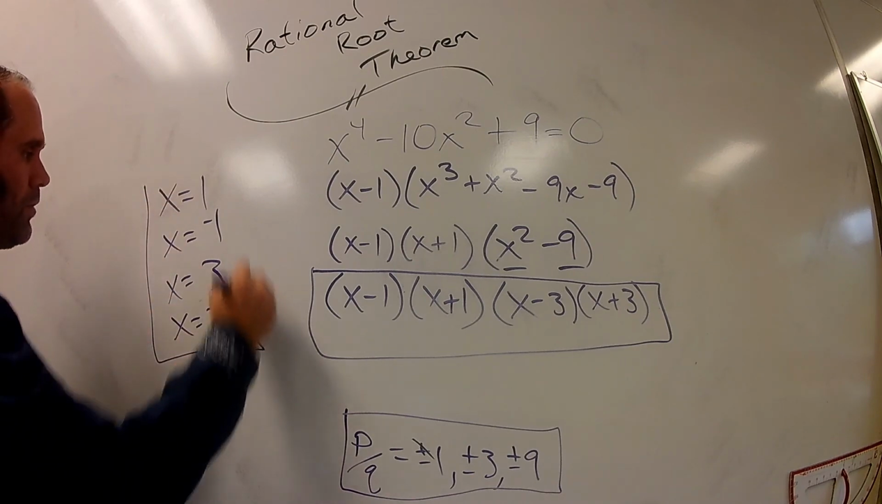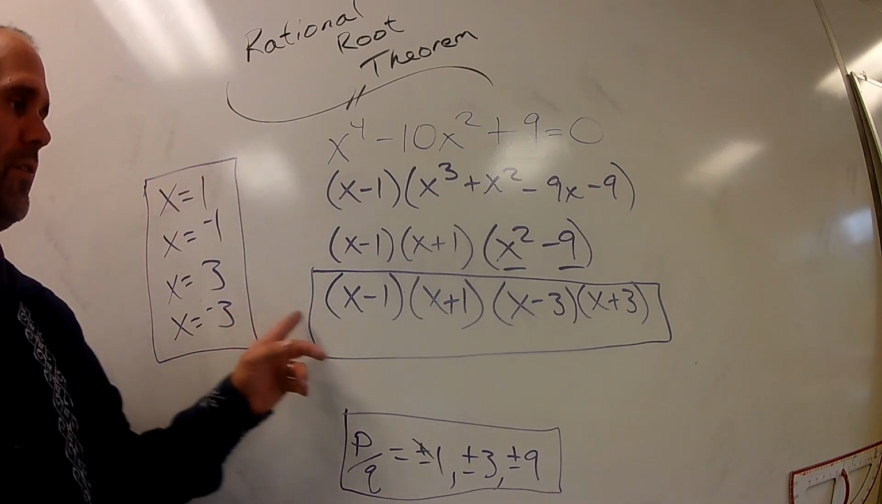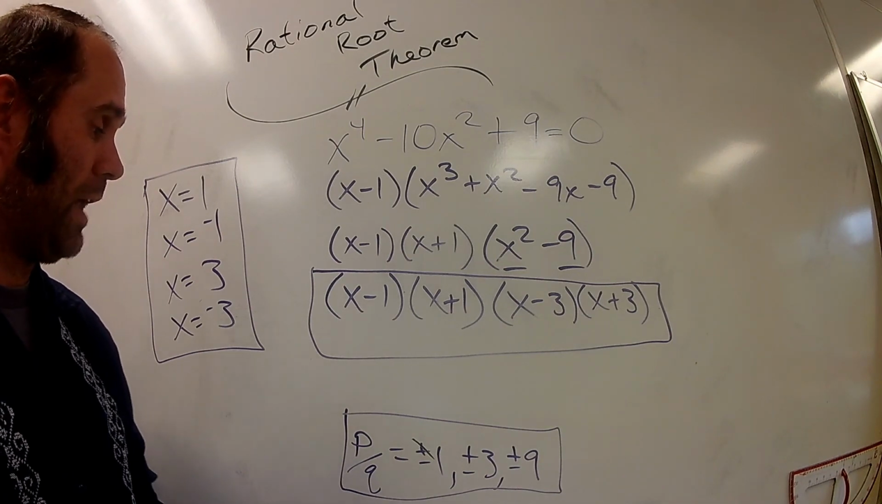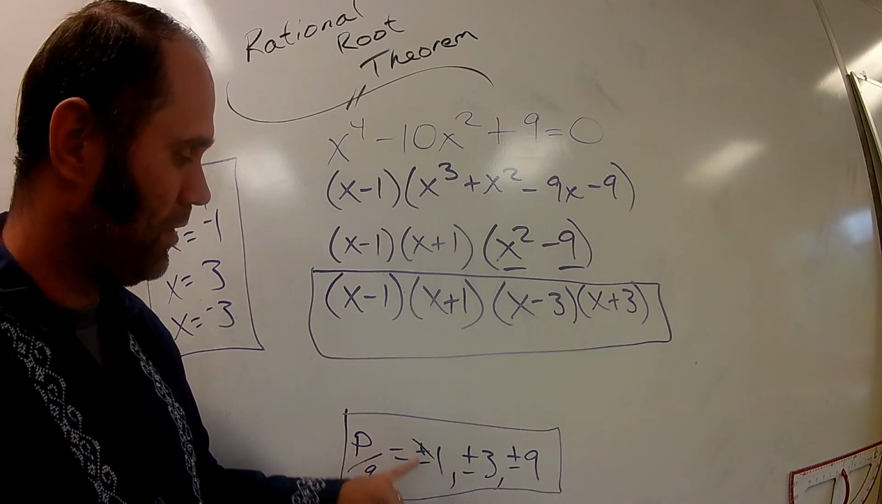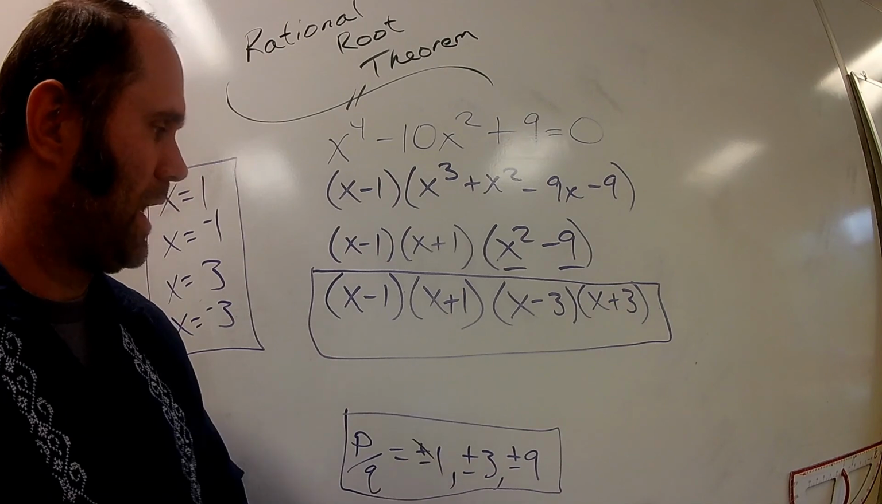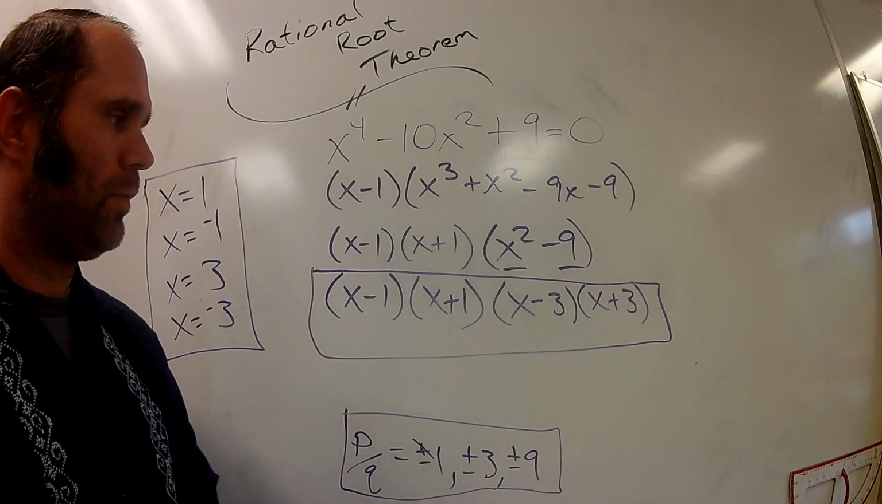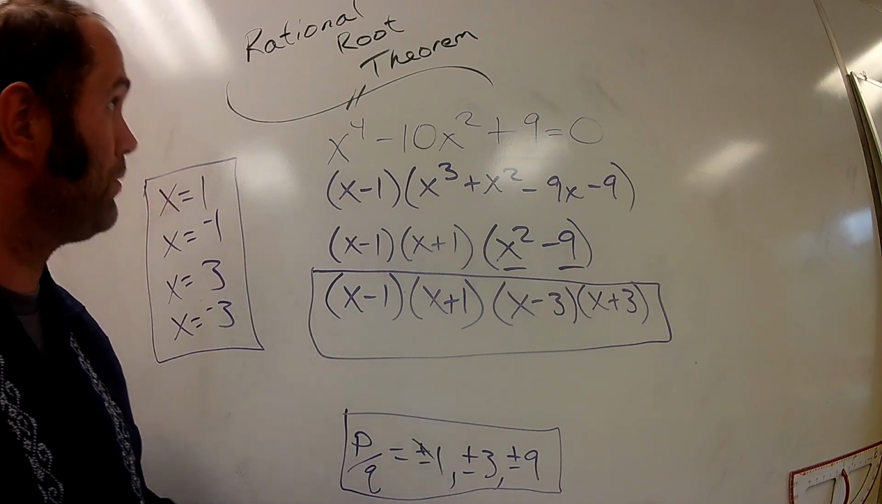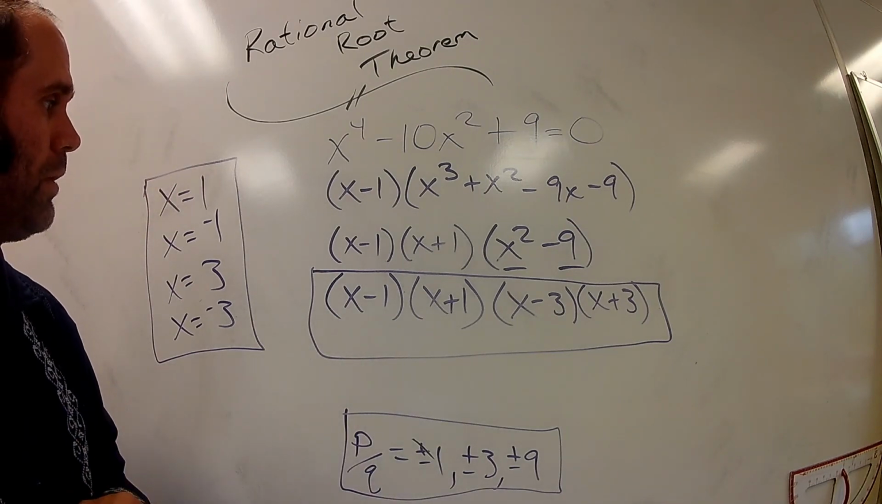So these are our solutions. This is the factors, and these are the possible solutions, which ended up working out really nice. Positive and negative 1, positive and negative 3. The 9 would not have worked if we had tried it. So there you go. Hopefully that helps with the rational root theorem.